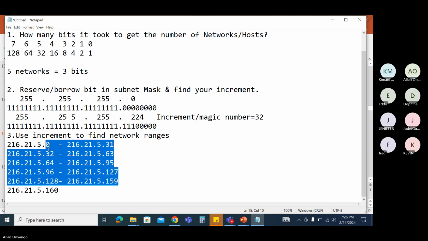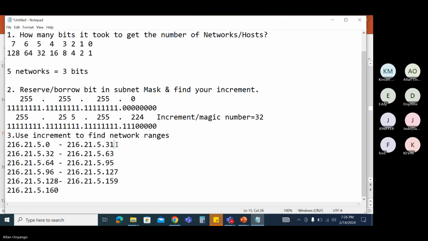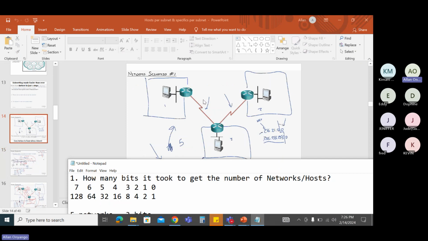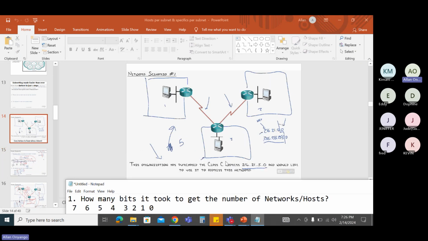There are five, isn't it? And how many did we need? The topology has five networks, isn't it? That's it. So check this out. Let's work with the first one. Can you see that first one? The first network, which is the first range, we can give it to any of these networks. Like the first range, we can give it to this LAN here, the second range to this LAN, the third range to this LAN, the fourth one to this one, and the fifth one to this one here.